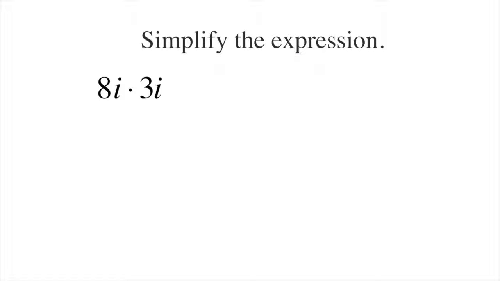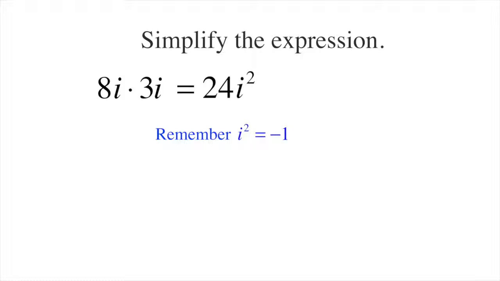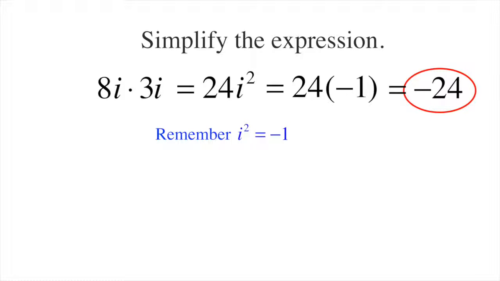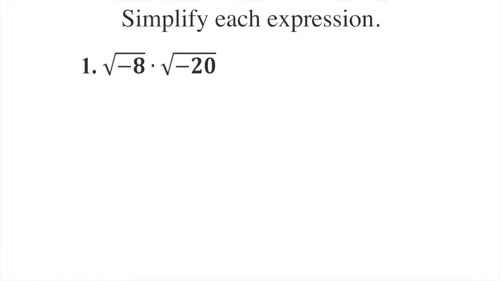Okay, so let's go through this one now. We've got 8i times 3i. We kind of treat these similar to the way that we treat a variable. I know these are not variables, but we treat them very similarly as we go through these processes. Okay, so 8 times 3 gives me 24. Then I go i times i. Well, i times i is i squared. So now I've got 24i squared. But we know what i squared is. Remember, i squared is -1. So that's the same thing as 24 times -1. And 24 times -1 is -24. So that is our answer here. Okay, so now we're starting to learn how to multiply with these imaginary numbers.